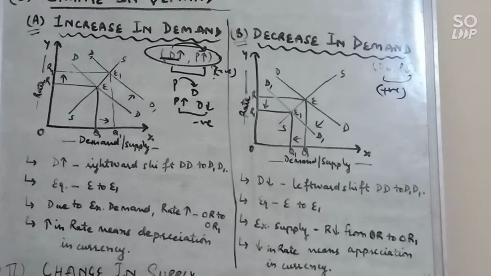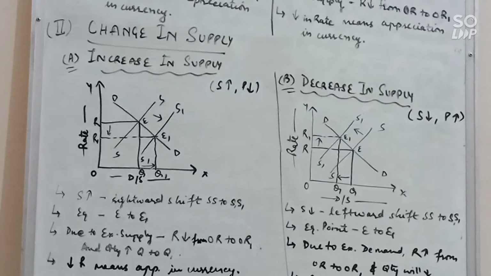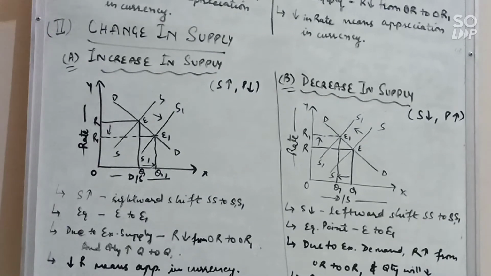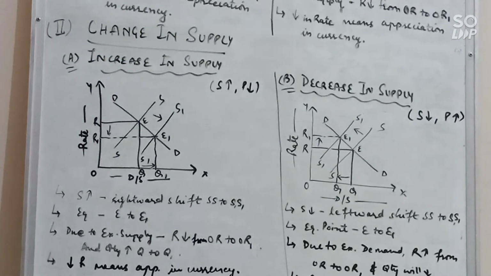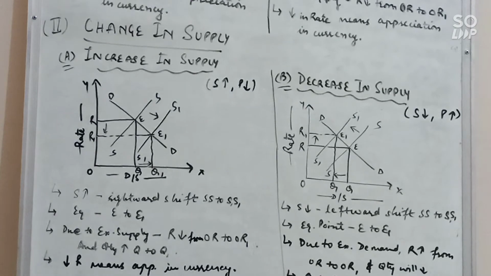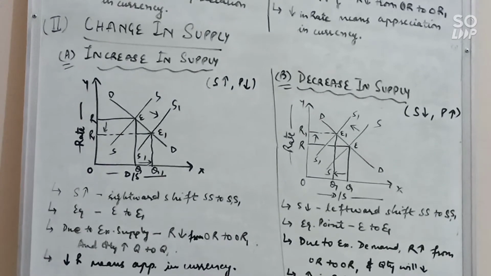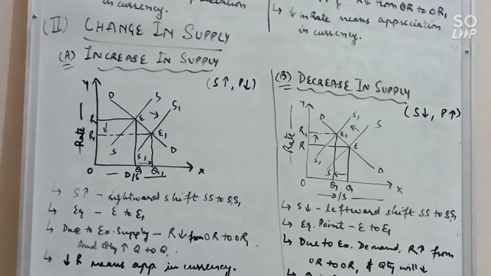Next is change in supply. There is change in exchange rate due to change in demand or change in supply. Change in demand we have done. Now let's see change in supply. In supply also there may be increase or decrease in the supply. First is increase in supply. If there is increase in supply, what will happen? Foreign exchange rate will increase or decrease. I am going to explain with the diagram.